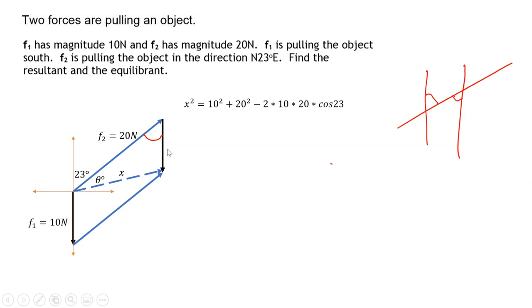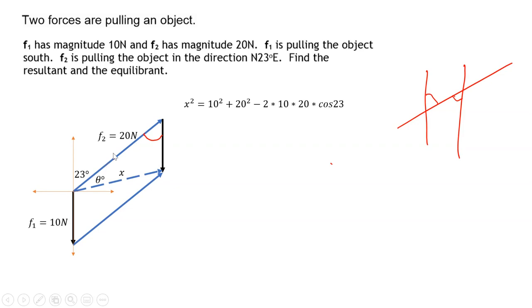Remember? All right. So now we can use this cosine law, right? So x squared, which is the length of this side, is equal to 10 squared, which is this side, plus 20 squared, which is this side.